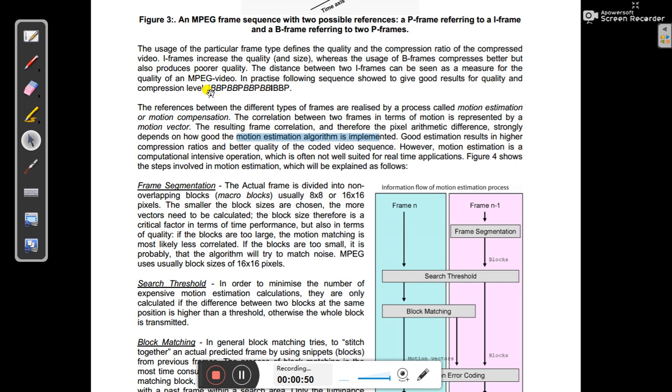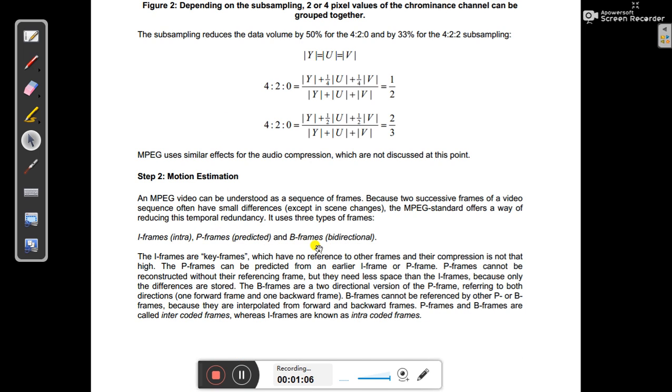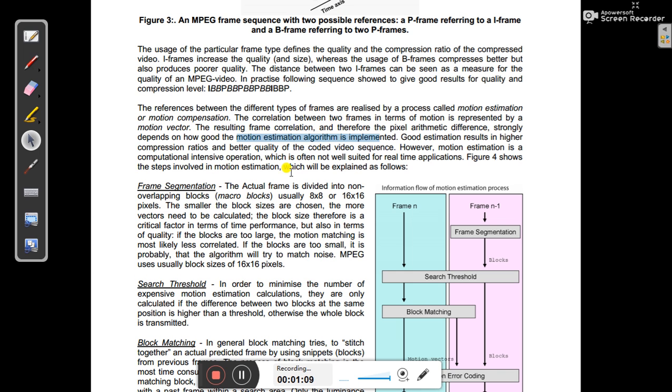Because in the case of motion estimation, we actually create three types of frames. One is the intra frame, P is the predicted frame, and B is the bidirectional frame. For predicted frames we try to predict from intra frames, and for bidirectional frames we create forward or backward frames. All three are related, and that is why we need to correlate those frames, because we are going to reduce some data from those intermediate frames.